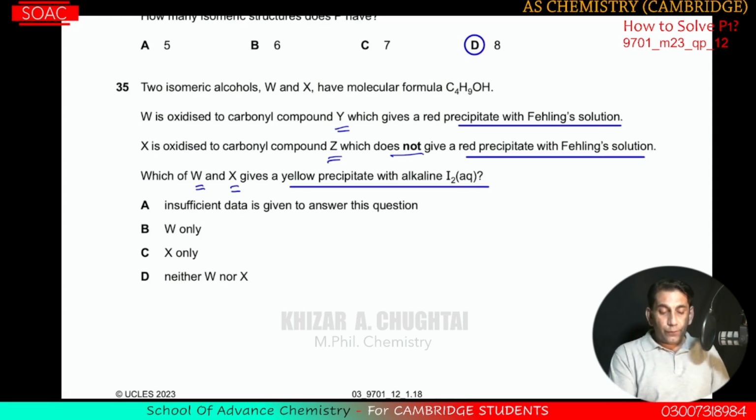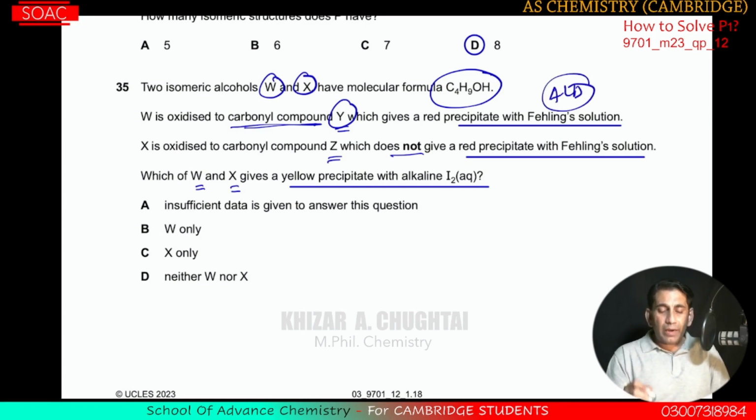The first thing is 4 carbons are over here, and the two isomers both have the same formula C4H9OH. One is W, the other one is X. W is oxidized to give a compound Y, that is a carbonyl compound. Carbonyl compound means either it is an aldehyde or ketone. The next thing is it's going to give the red precipitate with Fehling's solution, so it is an aldehyde. So the 4 carbon alcohol which is capable of giving the aldehyde is this one.